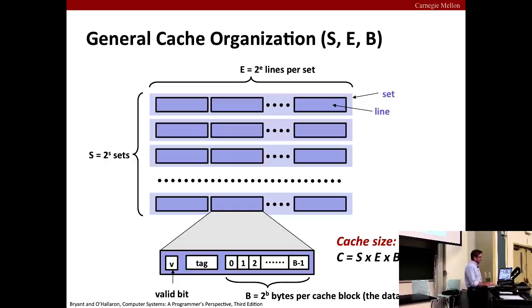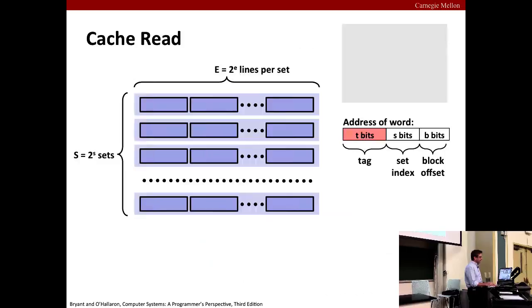Now let's look at, in general, how the cache hardware implements a read. So when our program executes an instruction that references some word in memory, the CPU sends that address to the cache and asks the cache to return the word at that address. And so the cache takes that address. This would be a 64-bit address in the case of x86-64.